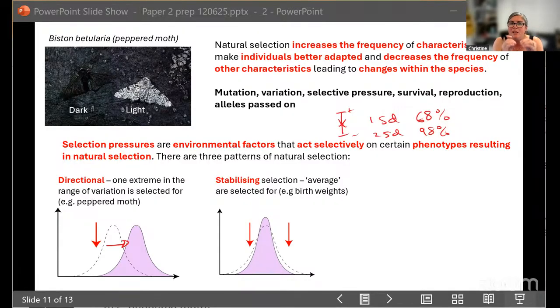When we talk about stabilizing selection, we're saying that we are selecting for the average. So this is the stuff that I think is going to come up. Ah, there we go. Thank you. I knew there was a 5 there somewhere. Thank you, Amna. 95%. That would make more sense. For 2 standard deviations. So if we look at birth weights, the average that is selected for is 7 pounds. So 7 pounds is the average birth weight of the majority of babies that are born.